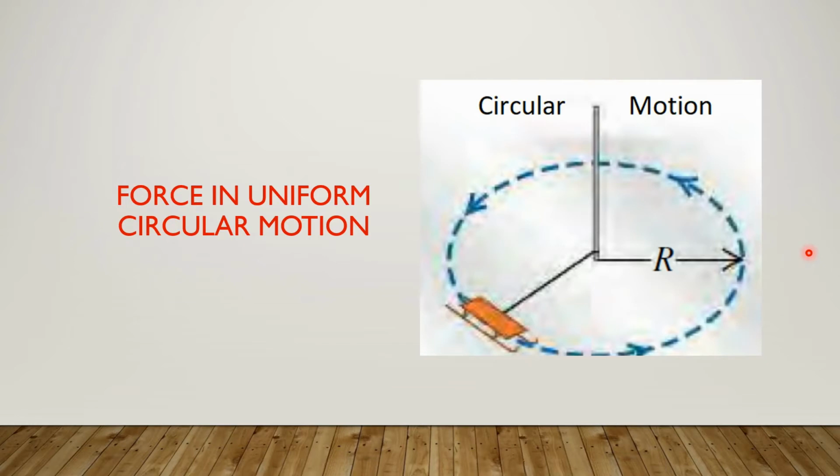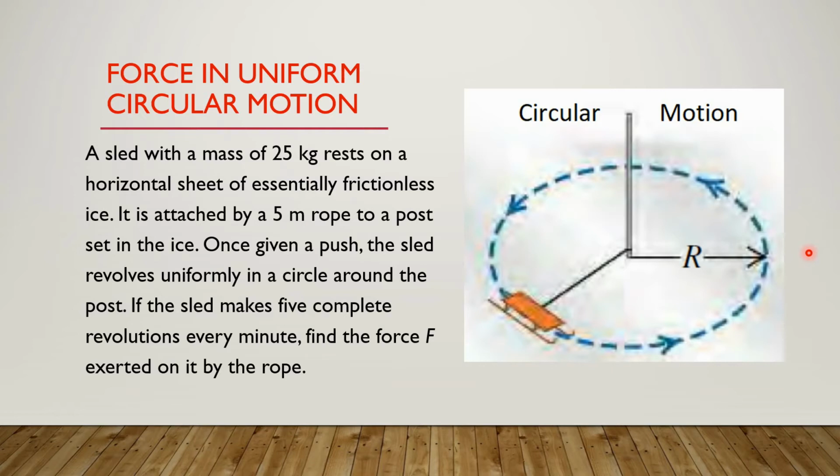Bismillahirrahmanirrahim. Force in uniform circular motion. We are given a sled placed on a frictionless ice surface, and the sled is tied to a post through a rope. The length of the rope is 5 meters, and once the sled is given a push, it revolves uniformly in a circle around the post and makes 5 complete revolutions in 1 minute. We have to find the force exerted on it by the rope.